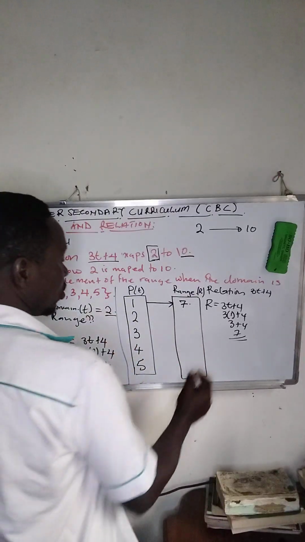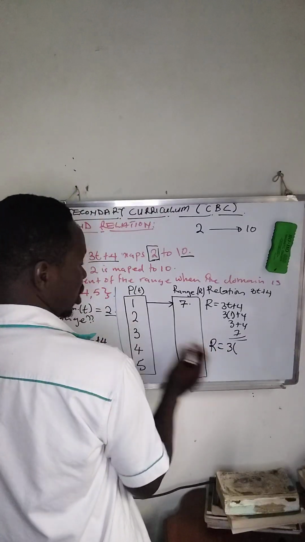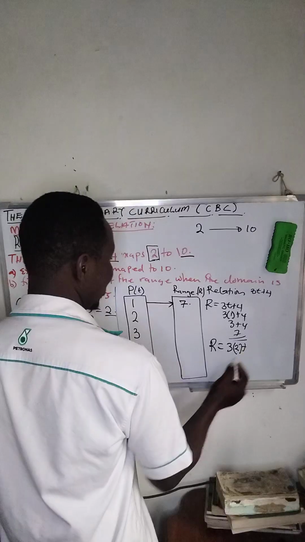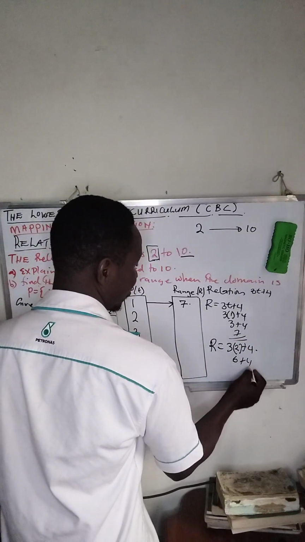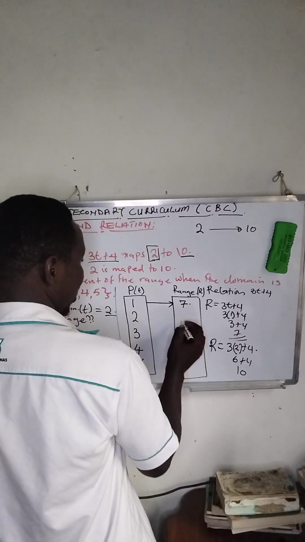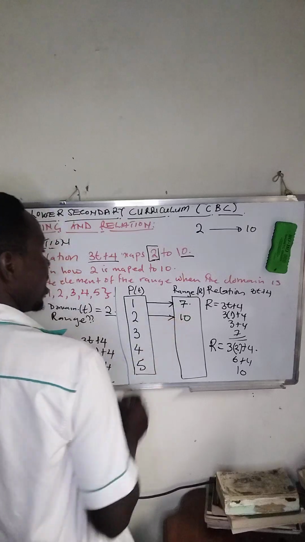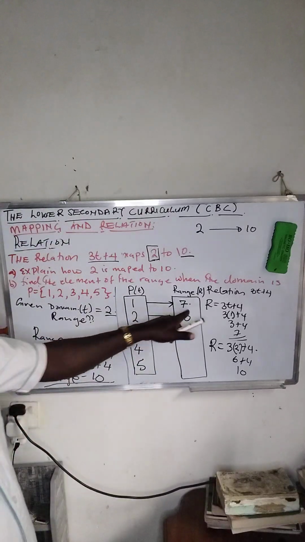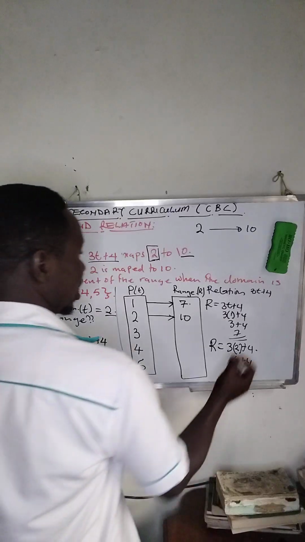Now we go to 2. Our value of r is equal to 3, then t is 2, then plus what? 4. Now this is 6 plus 4. This qualifies to be 10. Then we write 10 around there, and that one defines the range. Are we together? Now we proceed.